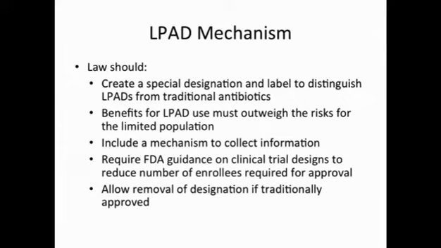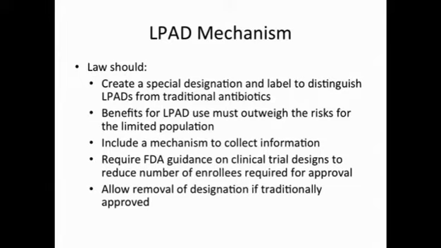Specifically, the law should create a special designation and label distinguishing products approved under the limited approval pathway from traditional antibiotics, those drugs that are approved for more common infections or for infections where satisfactory therapeutic options do exist. It should acknowledge that the benefits of an antibiotic approved under the pathway outweigh the risks for the limited population for which the drug is indicated, based on smaller data sets, taking into account the seriousness of the infection and the unmet medical need. It should include a mechanism to collect information in order to evaluate the utility of the pathway, preferably including the FDA and/or the CDC.